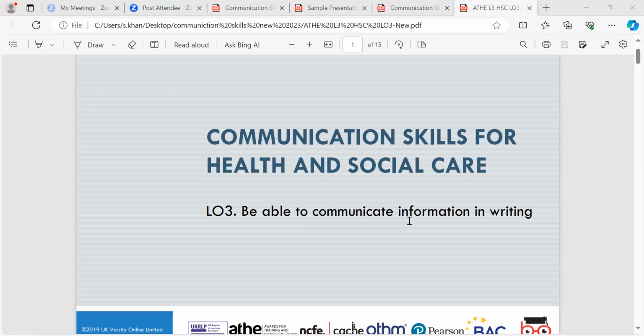So that followed on from the different types of models of theory, models of communication, types of communication, verbal, non-verbal, technological aids, human aids. We've gone on to looking at the different types of humanistic approaches. We went on to look at what active listening is in health and social care, and now Learning Outcome 3, which is to be able to communicate information in writing, which is really important in regards to how you communicate information to people in the different forms of writing.